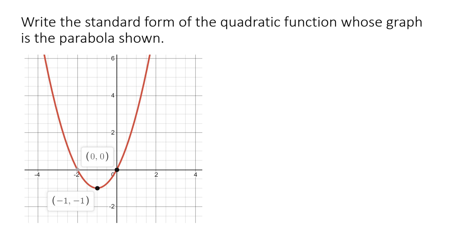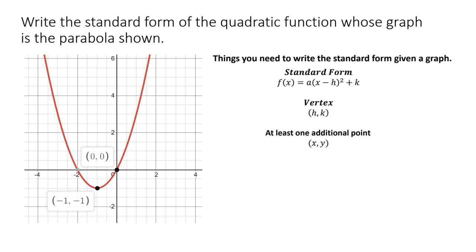This is my h and k value, right? So those are two terms that I already have. This is the standard form: f(x) = a(x − h)² + k, where the vertex is (h, k). So I have that, but in order to come up with the standard form, I'm going to need an additional point.